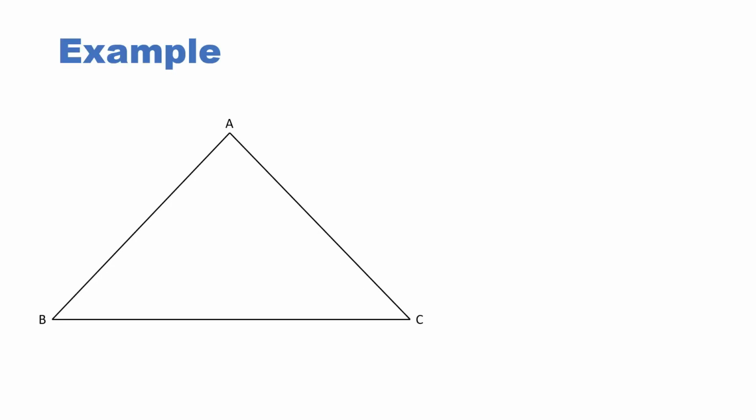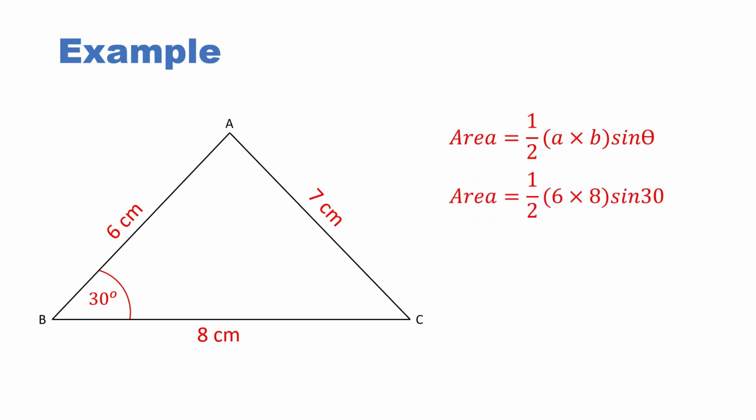If we have triangle ABC with sides 6 centimeters, 7 centimeters, and 8 centimeters, and also given the angle 30 degrees, we can see that the sides which are making the angle are 6 centimeters and 8 centimeters. Hence, these will be our a and b. So, now we can use our formula to calculate the area. If we substitute the values, we get half of 6 times 8 times sine 30, which will give us 12 square centimeters. Now we are done with the triangle.